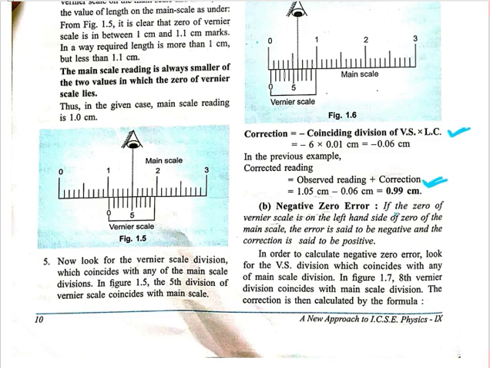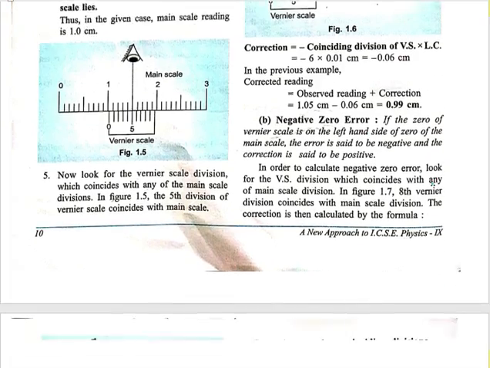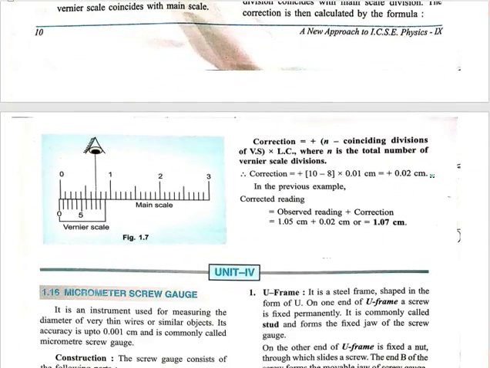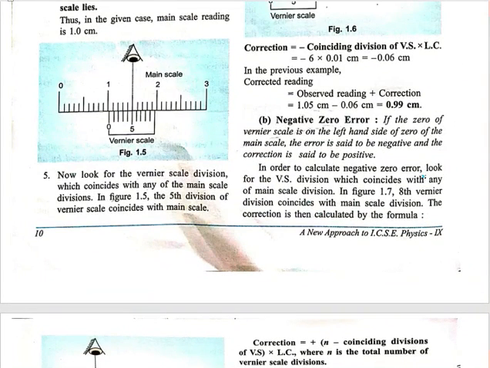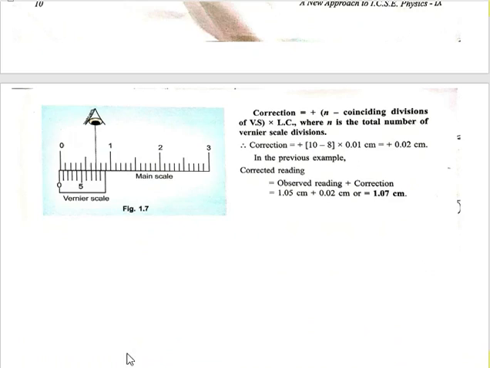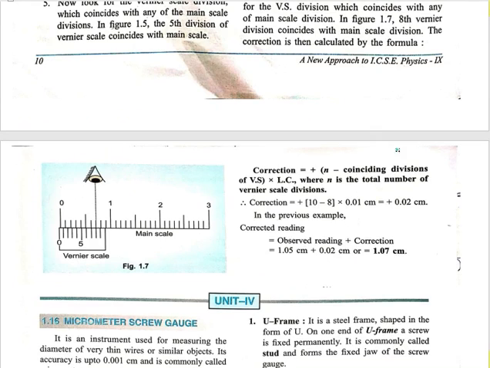Negative error will also be the same. If the zero of the vernier calipers is on the left side, then we say it is a left error. All will be the same, but the formula of the correction will be different. For the right error we have got the formula of the correction, and our corrected reading is also this one. For negative zero error, the formula of correction is plus n minus the coinciding division of the vernier calipers into the least count.